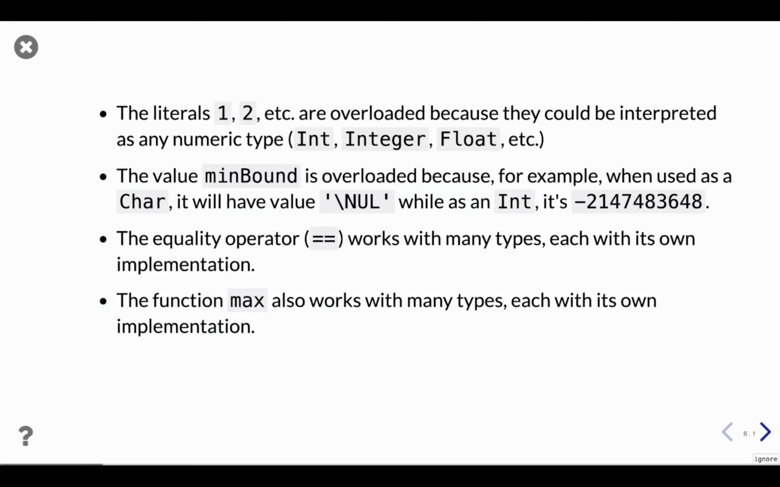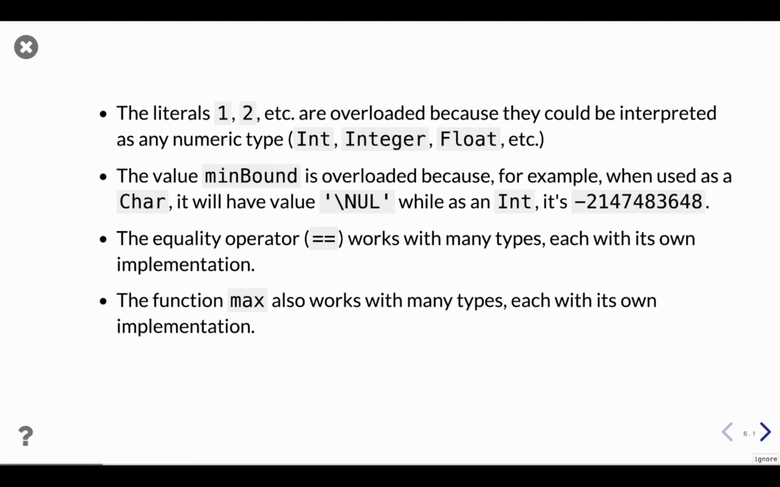The value minBound that comes with the Bounded type class is overloaded because, for example, when used as a Char, it will have the value null character. It's not an actual null, it's just a character with that content inside. While as Int, minBound has the value -2147483648, so the minimum value an Int can have.